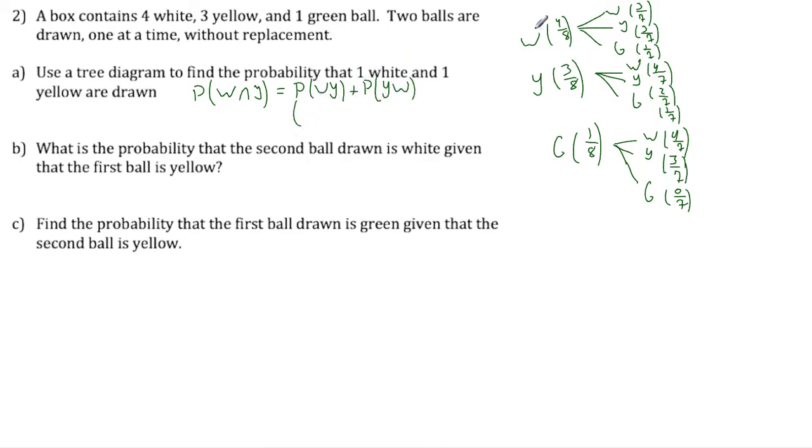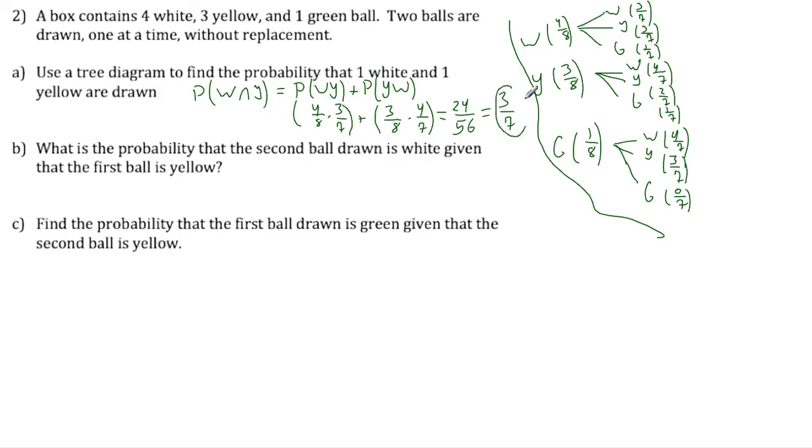So the probability of white-yellow is 4/8 times 3/7. And I can add this to the probability of yellow-white, and that's 3/8 times 4/7. Gonna run out of room there. So this is going to be 12 over 56 plus 12 over 56, which is 24 over 56, which I can reduce. They both have a common factor of 8. So this is going to be 3 over 7.